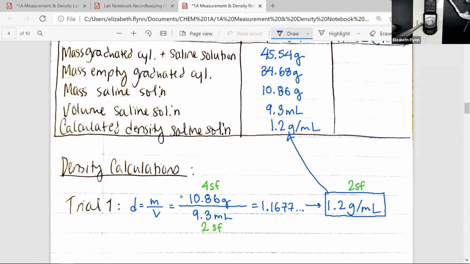I'm not going to have you calculate the percent error, but that's okay.